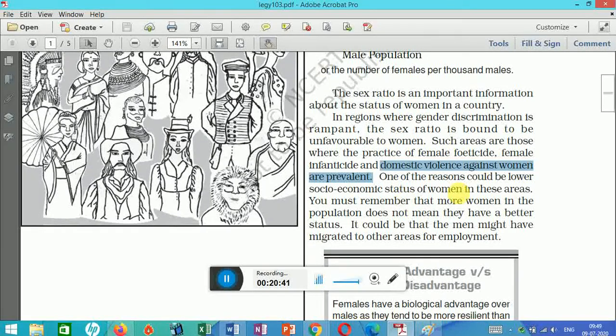And another reason for having this unfavorable sex ratio in these countries is that the socio-economic status of women in these countries is lower than other countries. So in these countries, women are less educated, they are illiterate, and that is why in these countries we have this negative sex ratio.